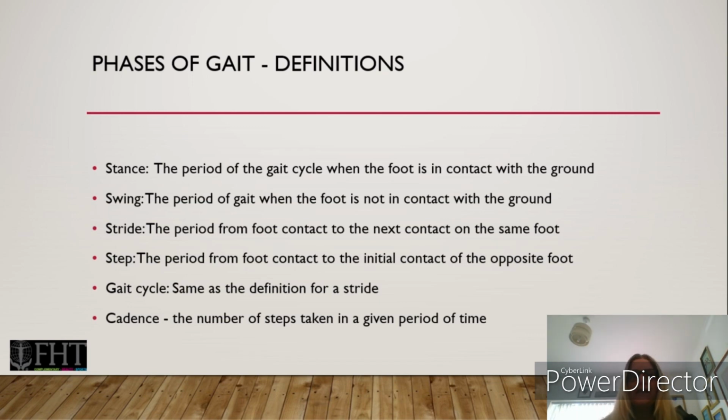So the period of the gait cycle when the foot is in contact with the ground, that is the stance phase. And that makes up roughly 60% of the whole gait cycle. We have the swing phase, and this is the period of gait when the foot is not in contact with the ground, and that is roughly 40% of the gait cycle. We have stride. So this is the period from foot contact to the next contact on the same foot. Then we have the step. So that is the period from foot contact to the initial contact of the opposite foot. And again, gait cycle is the same definition as stride.